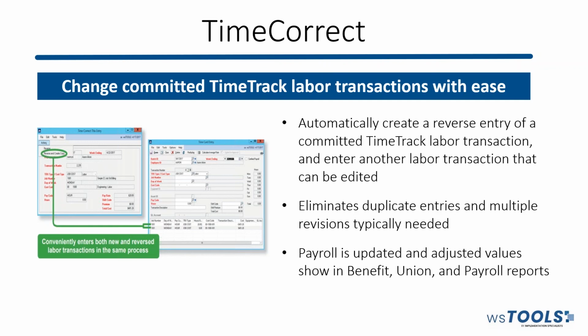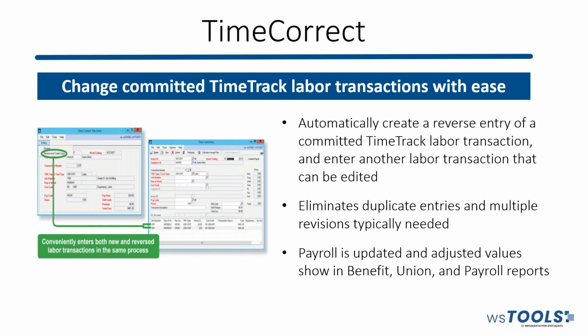Let's say you've gone through and entered transactions, committed your time track batches, and then you find out that somebody entered, let's say, a union incorrectly, or entered to the wrong job, any of that kind of information. You could use time correct to fix that as well.